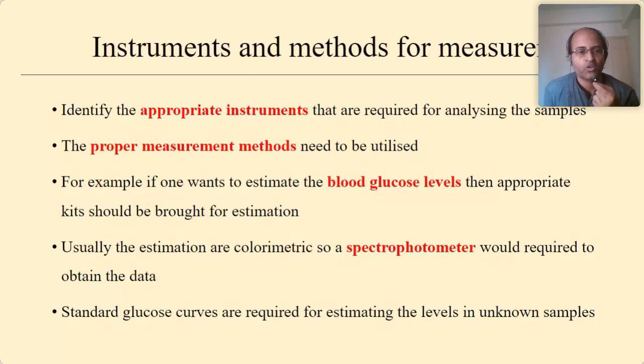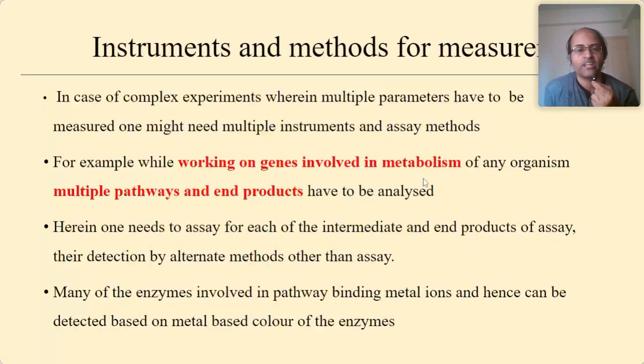For example, we are talking of genes which are involved in the metabolism of an organism, and if there are multiple pathways and multiple end products, in which case we have to list out for each of them the intermediates and end products, how we will be using them, how we will be assaying each of them, and if the assays don't work, what the alternate methods are.